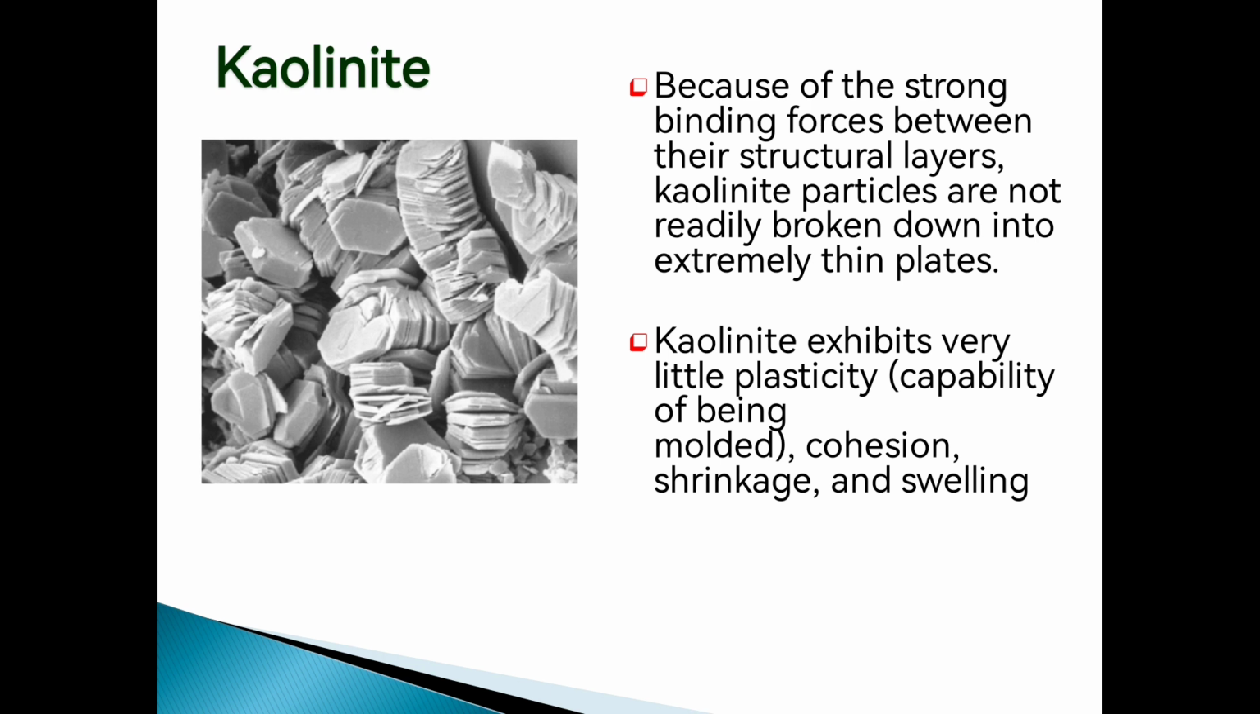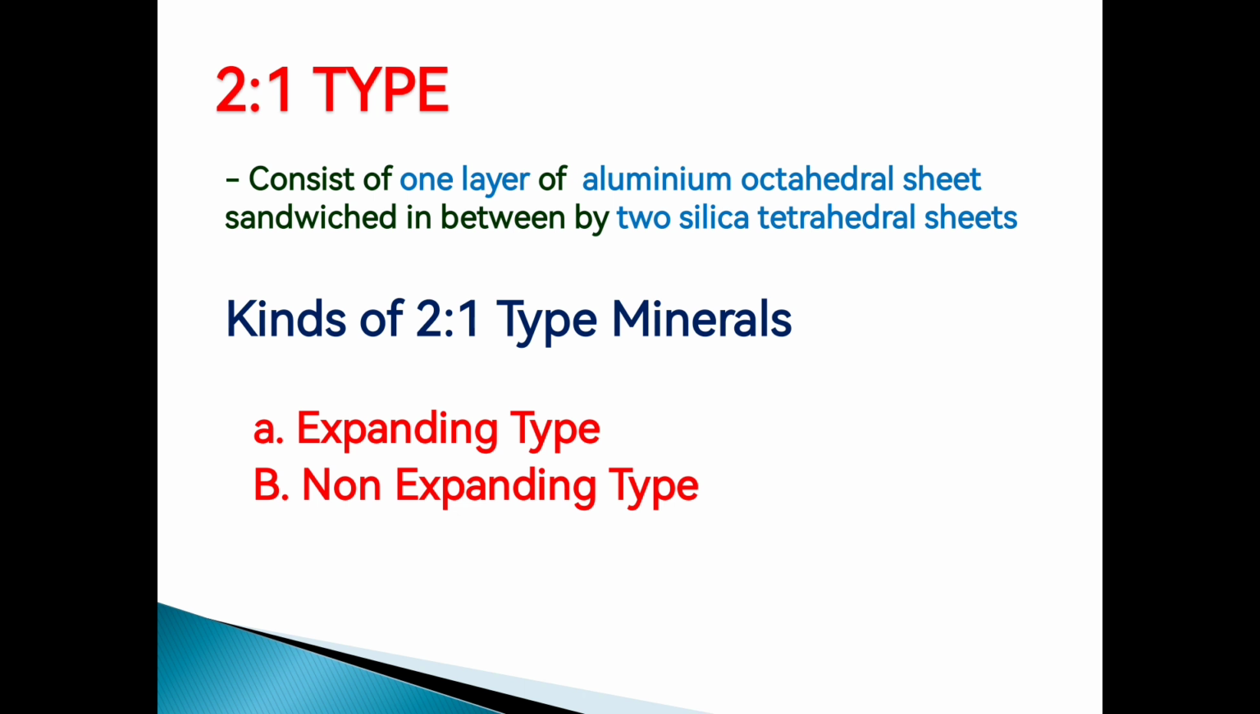So this is how kaolinite looks like in the microscope, and because of the strong binding forces between their structural layers, kaolinite particles are not readily broken down into extremely thin plates, and it exhibits very little plasticity, the capability of being molded, cohesion, shrinkage, and swelling. So it doesn't swell, it doesn't shrink, and it has low cation exchange capacity.